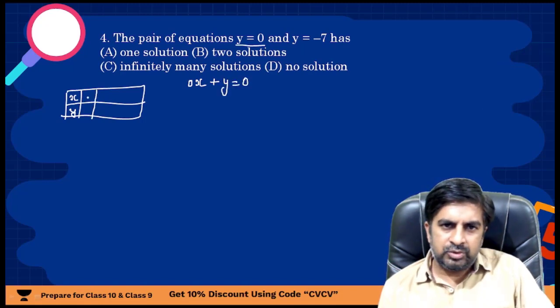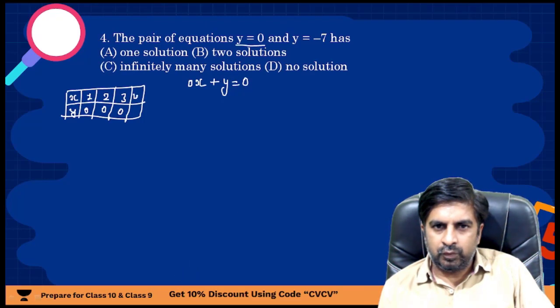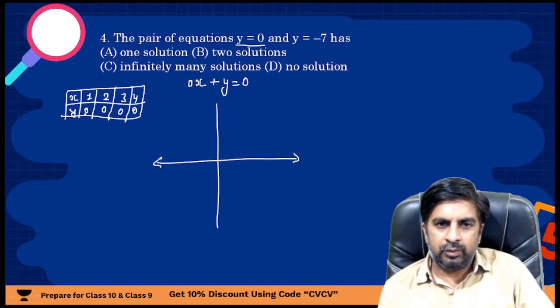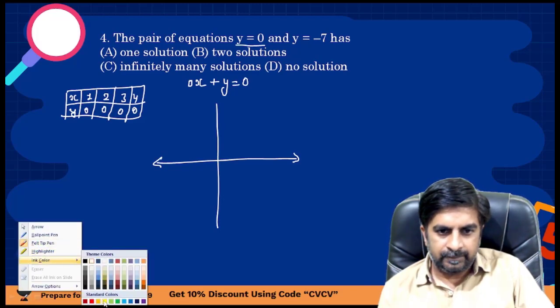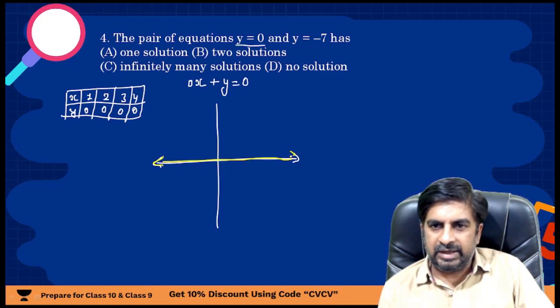So any value you keep for x, 1, then also y will be 0. If you are taking 2, then also y will be 0. 3, then also y will be 0. 4, then also y will be 0. So which line will you get here? If you are taking any value and your y is 0, then you will get, let me use another color so that you will understand, this is your line. Yes, this will be the line of y equals 0.